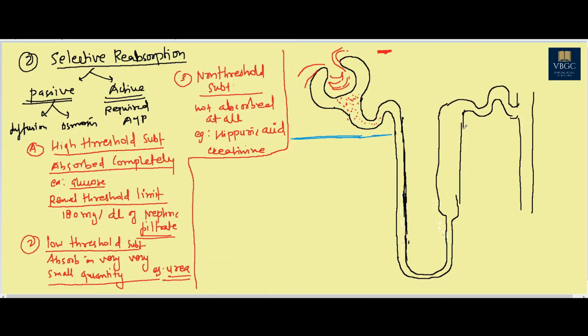The region above the blue line is basically the cortex. Please understand, this region is known as the cortex, and the cortex has a concentration of 300 milliosmol per liter. That is the concentration of solute present in the cortex, and it is at a maximum when we move into the medulla.